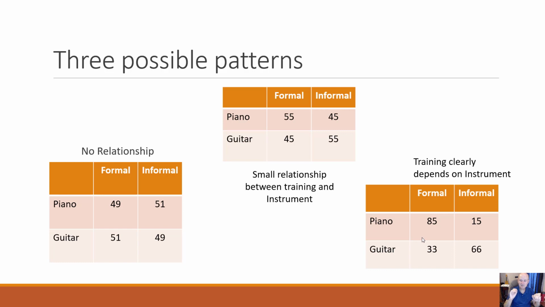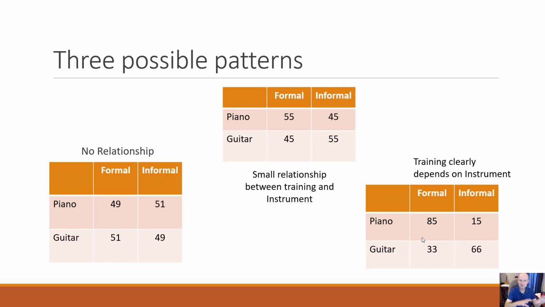In this case, 85% of the piano players were formally trained. Only 15% picked it up on their own. Whereas with the guitar players, 2/3 had informal training and 1/3 had formal training. So in that last category on the right-hand side, very clearly training depends on the type of instrument. If you've got a piano, you're probably formally trained. If you're playing guitar, it's a 2-to-1 probability that you've got an informal training background, right? Because 66% is double 33%.